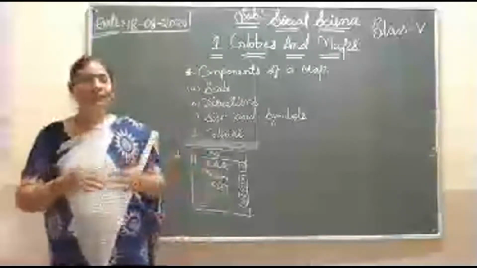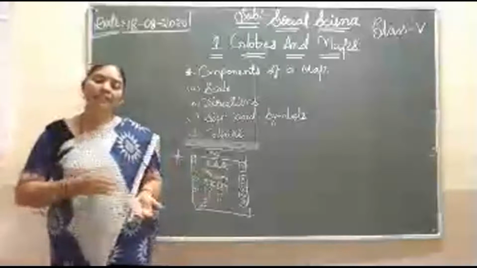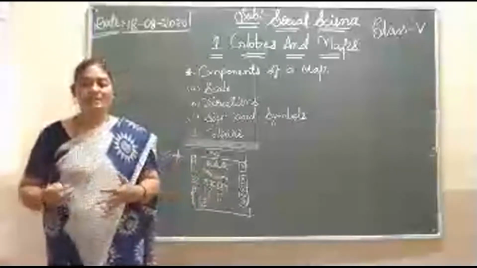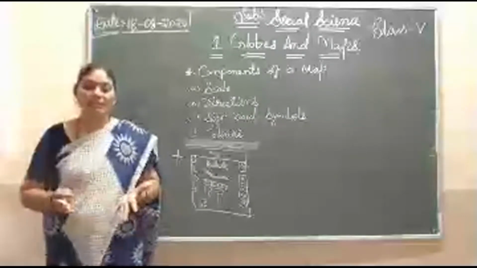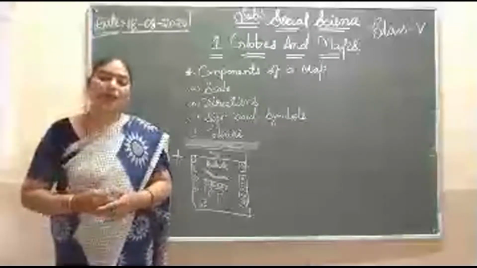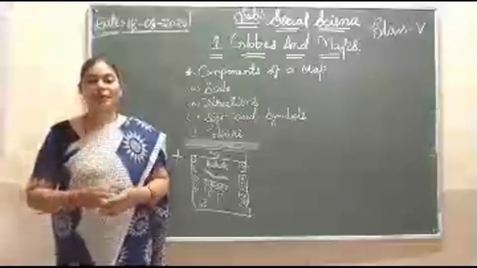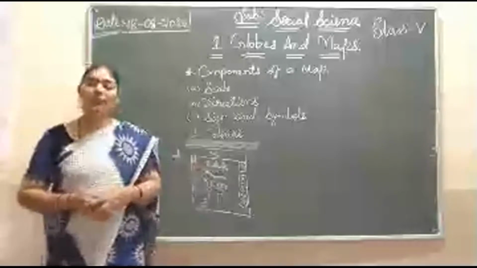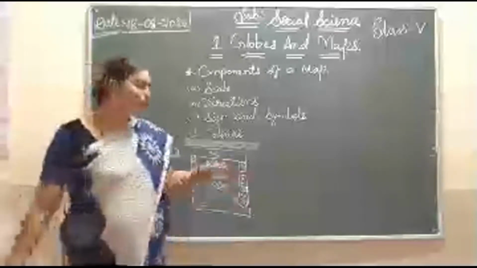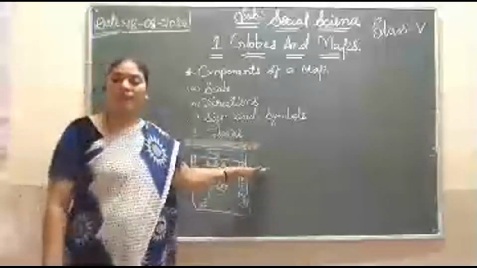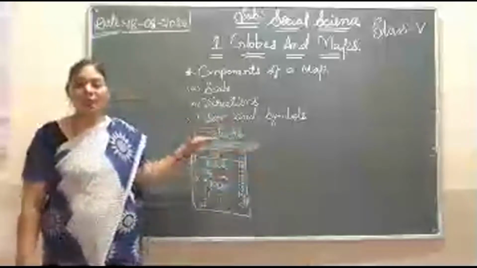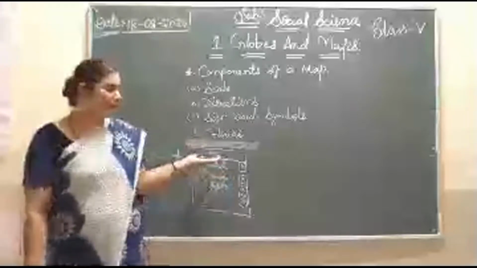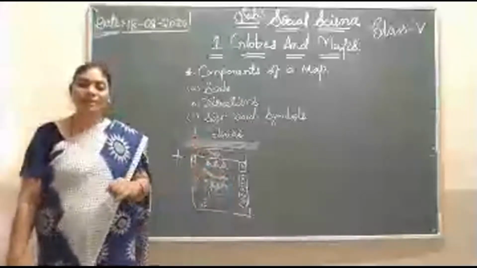Then again we take the state map. In our state map, they show the districts, how many forests there are, big forests, dense forests, and climates, and the political boundaries of the state. Then again we can see our town or city map. In this way, compared to the globe, a map is very good for understanding our country or continent or water bodies.